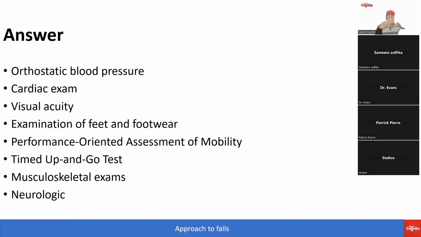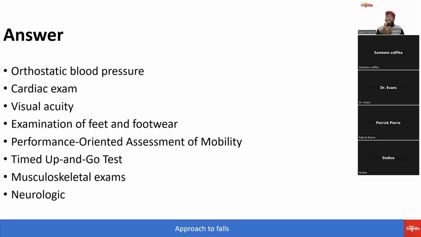Then number 2 will be cardiac exam, because we said that if the patient has a fall with loss of consciousness, which systems are we looking at? Can somebody remind me? If you have a patient who has a history of fall and the patient lost consciousness before the fall, what are the areas you want to assess? Cardiac. What else? Neurological, beautiful.